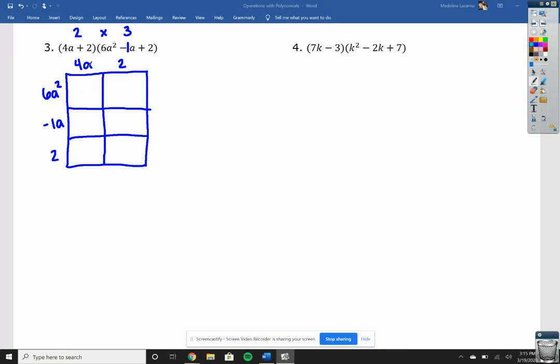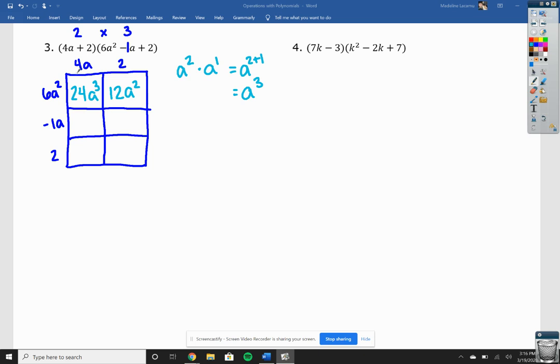So I have 6a squared and 4a. So 6 times 4, it's going to be 24. Now here we have a squared times a to the first. And if you remember, you add them together. So 2 plus 1 should give us a to the power of 3. So you have to add your exponents together. For this next box, we have 6 times 2 is 12. And then the a squared is all we have, since there's no a on this one.